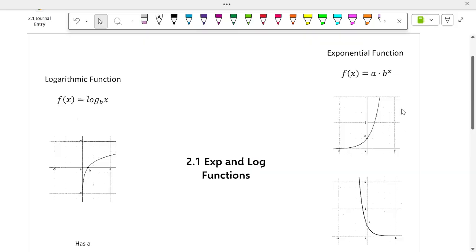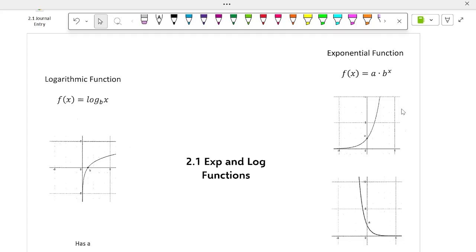Now, the reason that exponential and logarithm graphs are grouped together anyway is because they are actually inverses of each other. So we talked about inverse functions in the last unit. What does it mean for two functions to be an inverse of each other? They're the opposite of each other. They undo each other. That's what exponential and logarithms do to each other. So an exponential undoes a log undoes an exponential.